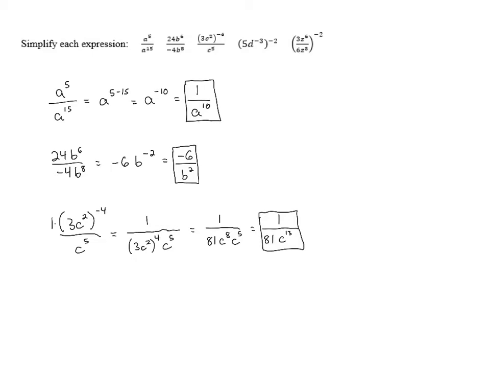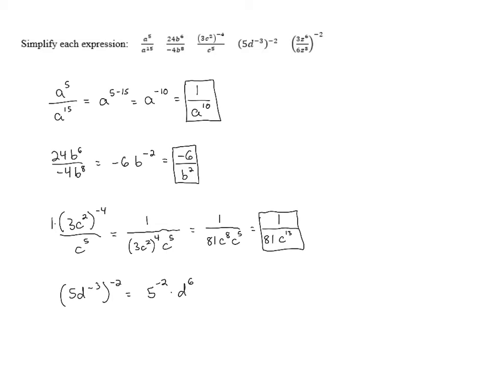All right, let's continue. We've got 5d to the negative 3rd to the negative 2nd. And here what I want to do is distribute that exponent of negative 2 to both of the things in the parentheses. If we do that, it gives us 5 to the negative 2nd times, if we look at the d, we've got an exponent on top of an exponent, which means we multiply them. Negative 3 times negative 2 is positive 6. So in the end, we've got a positive exponent on that variable.